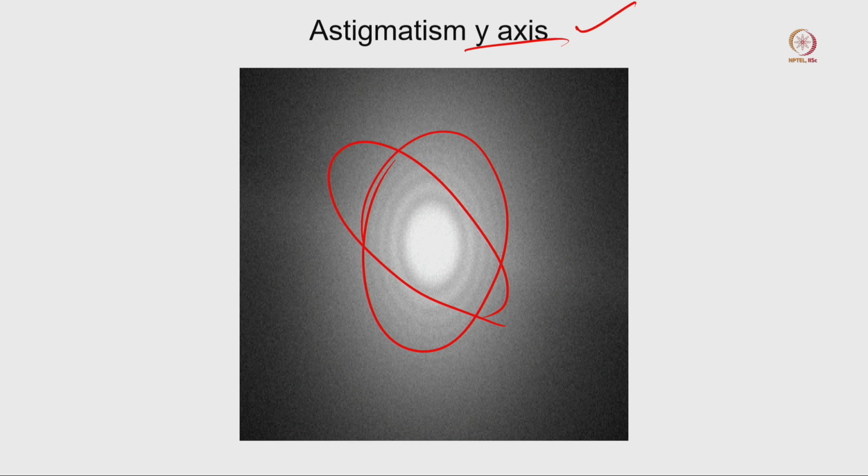So we'll stop it here today, and in the next class I am going to discuss more about the other aberrations, mainly coma and coma-free alignment, as well as the different types of distortion.